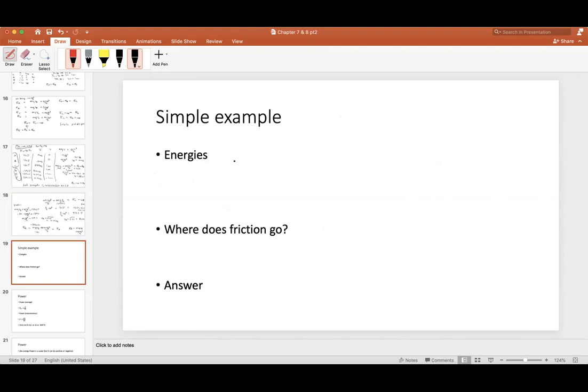So, in this simple example where we had these energies, let's go back to this kinetic energy. It stopped, so zero kinetic energy, and there was friction. Where does the friction go? What I'm asking there is, the kinetic energy all turned into friction. But what did that friction become? And you should know this answer. You can know this answer by rubbing your hands together. What happens? It turns into heat.